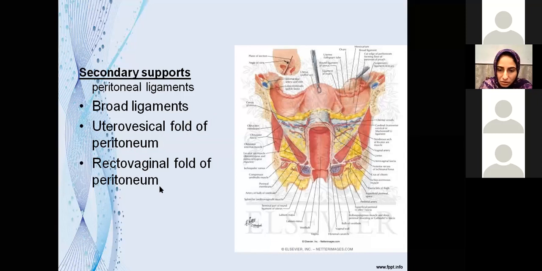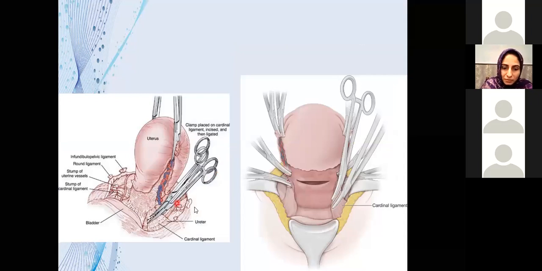Primary and secondary support, and which one is the most important support of the uterus. Is there any confusion in this? Okay, so I hope you are clear, right? So let me tell the importance of, my question was, what is the importance of the lateral cervical ligament? I hope you might have gone through the hysterectomy. Okay? Which two routes are there for hysterectomy?